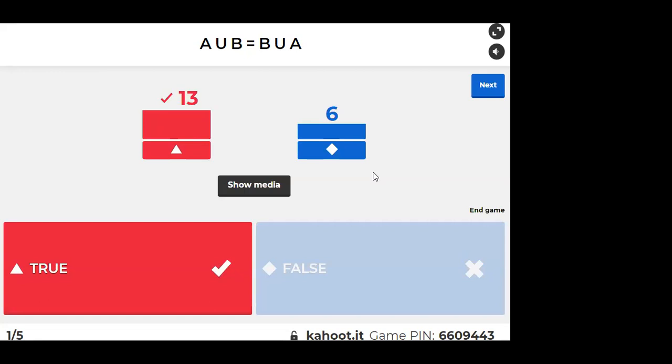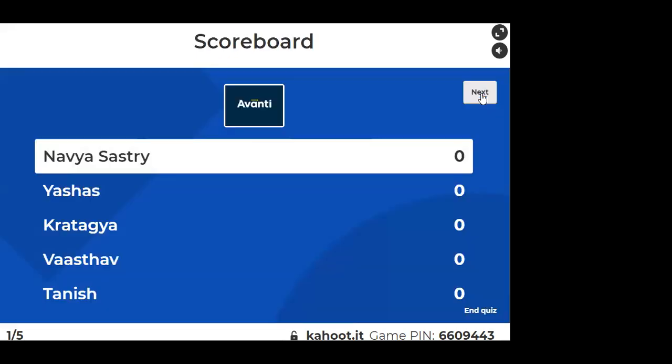13 correct, 6 wrong. How come they are not the same? Either you join A and B or B and A, they are the same. So it is true. Who said it is false?